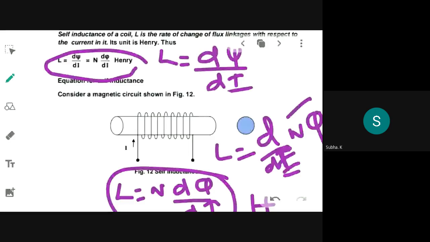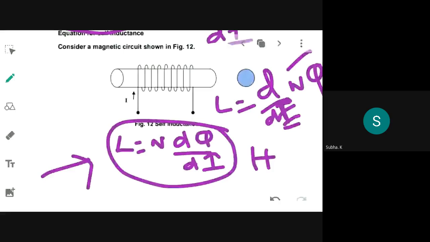Now I have to elaborate this formula. I have one more formula for L, but remember, this is one formula for L. What is the formula? N into d phi by di, or simply d psi by di. The unit is Henry.